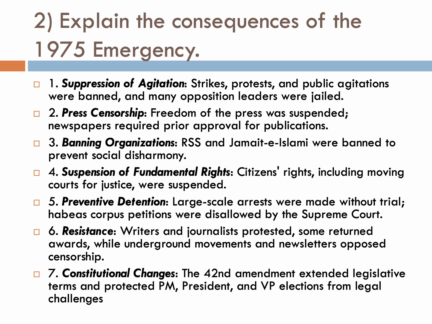Second question, explain the consequences of the 1975 emergency. This emergency period is considered the black chapter in the history of independent India. Here we need to cover the suppression of agitation. Many opposition leaders were jailed at that point. Press censorship was imposed, banning certain organizations like the RSS, suspension of fundamental rights, preventive detention, resistance on the part of journalists, like they returned their awards, and constitutional changes brought through the 42nd Amendment.